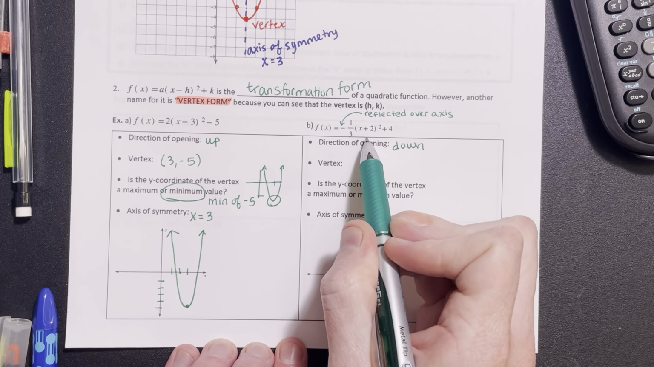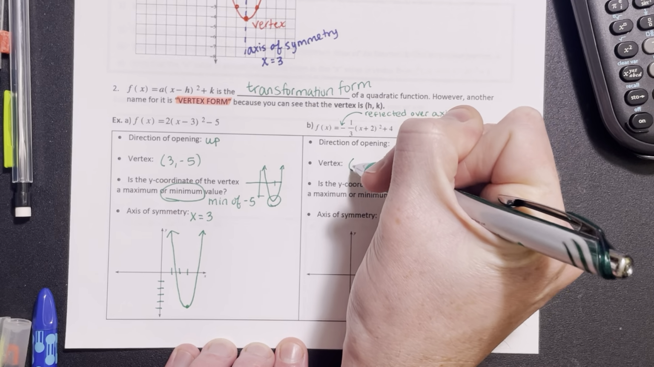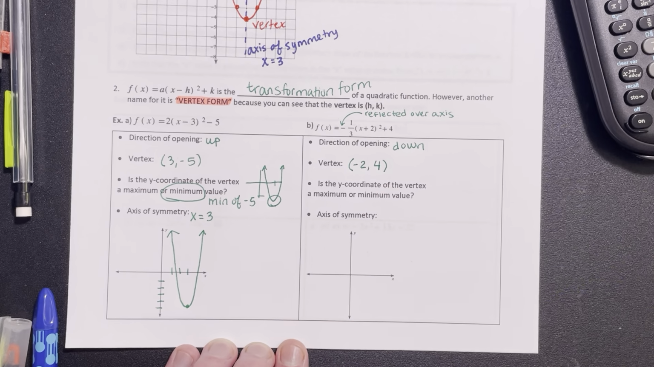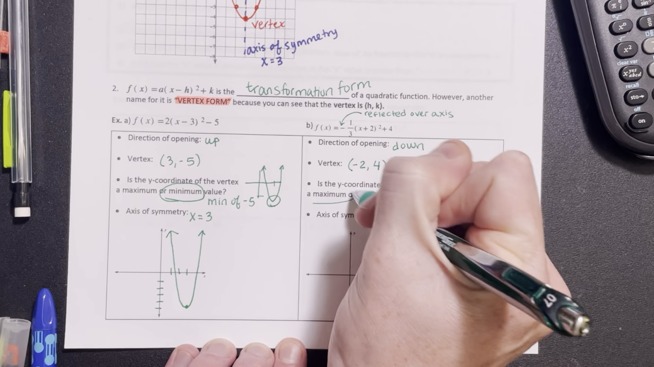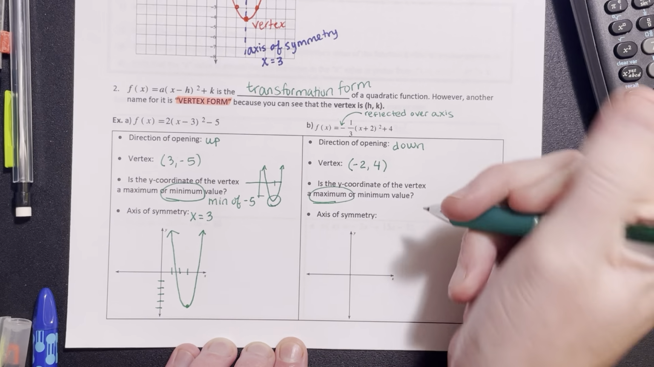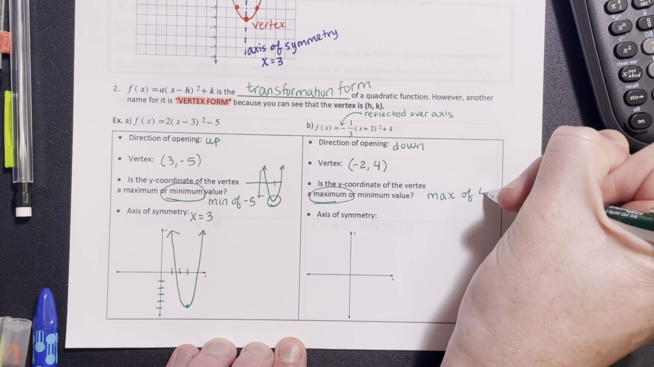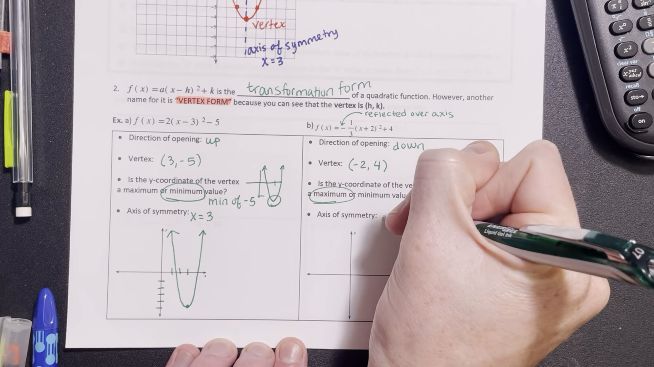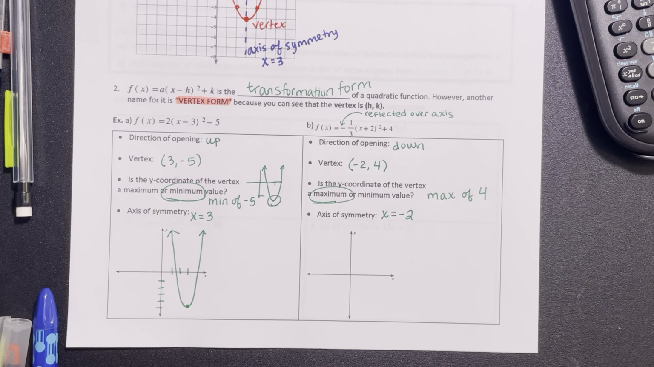Even though it was reflected, the vertex still shifted left 2 and up 4. Going left 2 makes that -2 and up 4 to +4. So the vertex is now (-2, 4). With it opening down, we're going to have a maximum value, and this will have a max of +4. That happens at x equals -2, which is also the axis of symmetry.